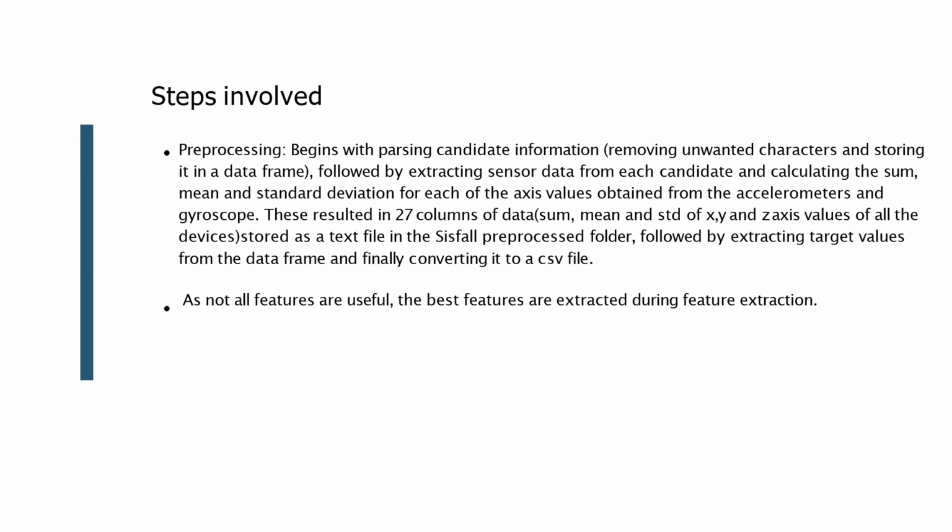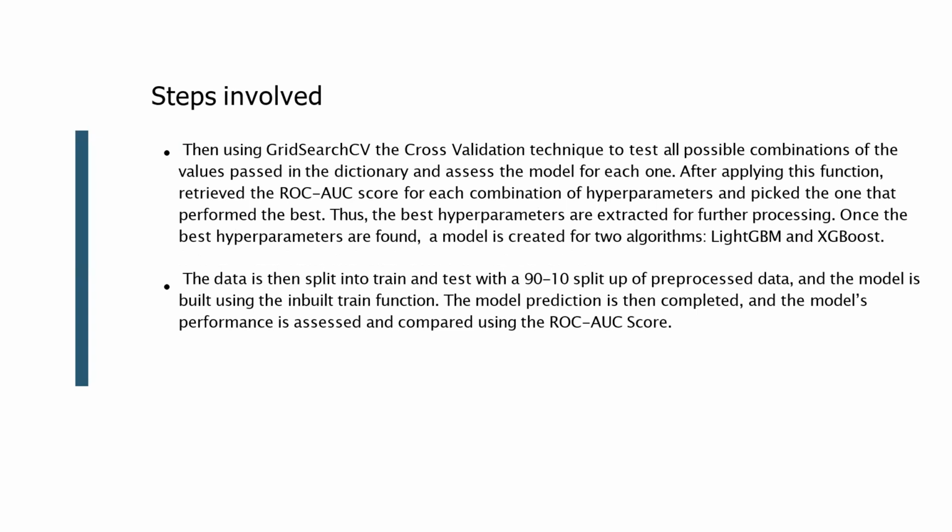As not all features are useful, the best features are extracted during the feature extraction. Then, using grid search CV, the cross-validation technique, to test all possible combinations of the values passed in the dictionary and assess the model for each one. Once the best hyperparameters are found, a model is created for two algorithms, like GBM and XGBoost. The data is then split into train and test with a 90-10 split of the pre-processed data, and the model is built using the inbuilt training function. The model prediction is then completed, and the model's performance is assessed using the ROC AUC score.